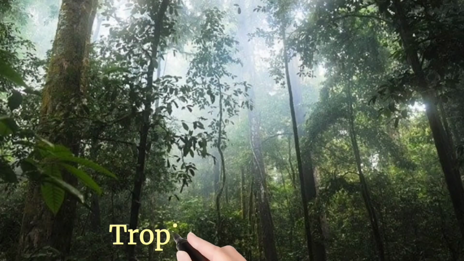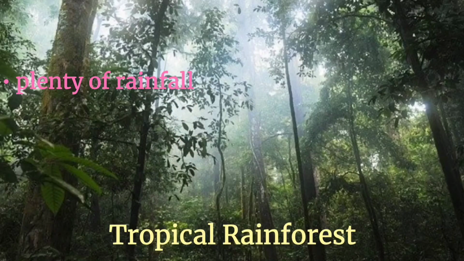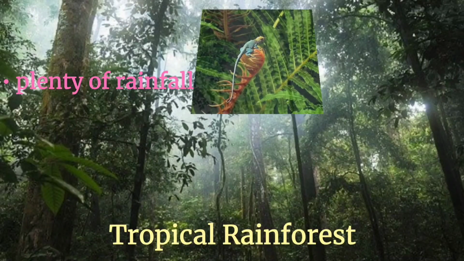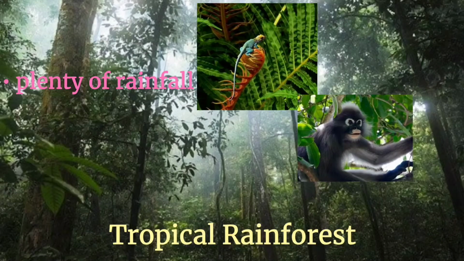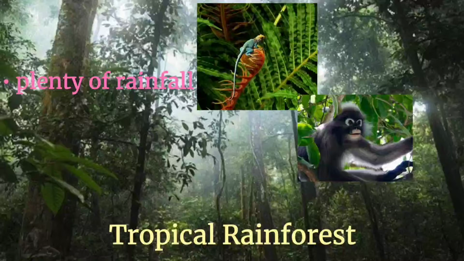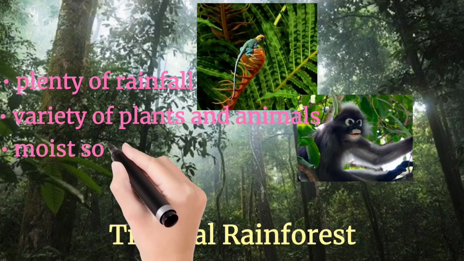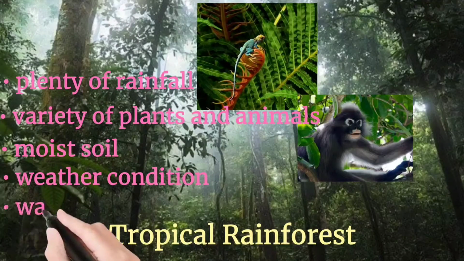The second ecosystem is the tropical rainforest. Unlike the desert ecosystem, this ecosystem receives plenty of rainfall throughout the year. Plants and animals in the rainforest ecosystem do not have to retain water like the desert ecosystem because there is plenty of water around them. There is a huge variety of plants and animals that thrive in this ecosystem due to the moist soil, weather conditions and warm temperature.